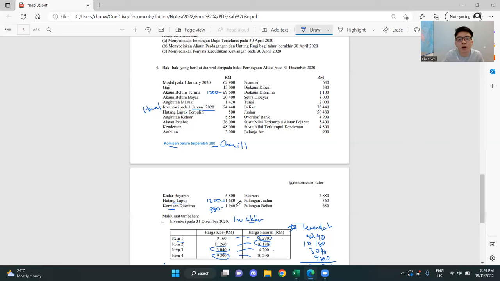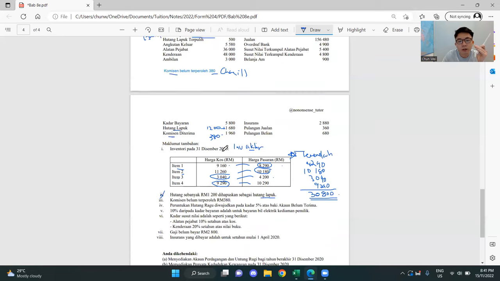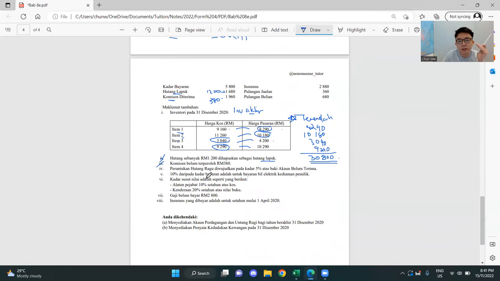1,960. Okay, so this is the same thing that we do for the prabayar as well. Whenever you see something like a prabayar, then we will have to take out from the amount too. But it depends on the question. From here, this is commission belum terperoleh 380. We have to take out from the commission diterima. Okay, so next is number 4.